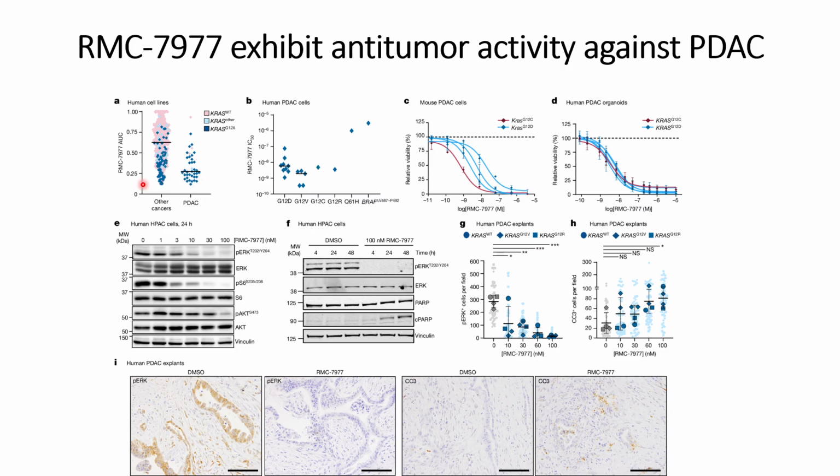That can be seen in this panel A, where they compared other cancer cell lines and also the pancreatic cancer cell lines, and they found that pancreatic cancer cell lines have low viability. And thereafter they checked the sensitivity of the human PDAC cells against different RAS mutations that are shown on the horizontal axis, and they found that the sensitivity to RMC-7977 is high to some of the most common RAS mutations that are found in the human PDAC cell lines.